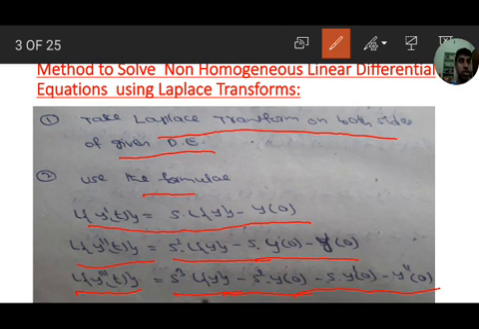First step, what is the first step? Take the Laplace transform on both sides of a given differential equation. Next, use the Laplace transform formula for derivatives: first derivative, second derivative, third derivative, and so on. In our syllabus we have only up to second derivative, so these two formulas are important. L of y dash of t equal to s into L of y minus y of 0. L of y double dash of t equal to s square into L of y minus s into y of 0 minus y dash of 0.